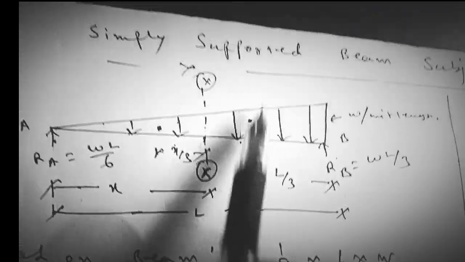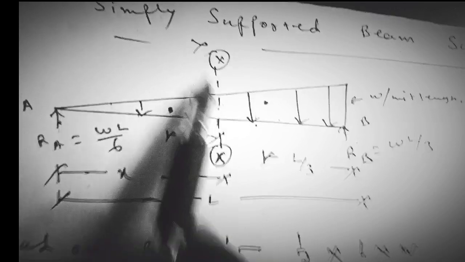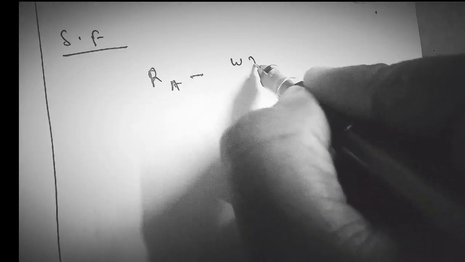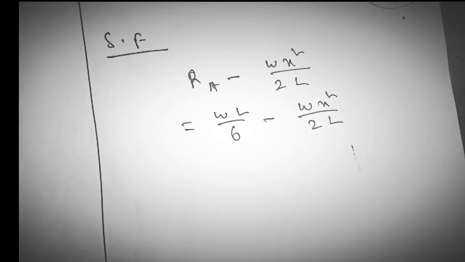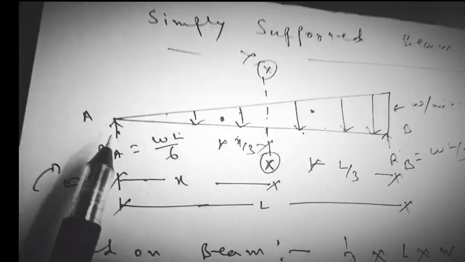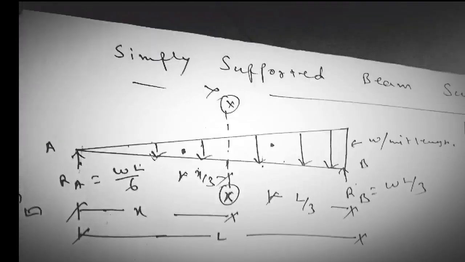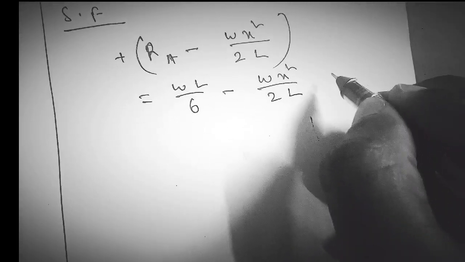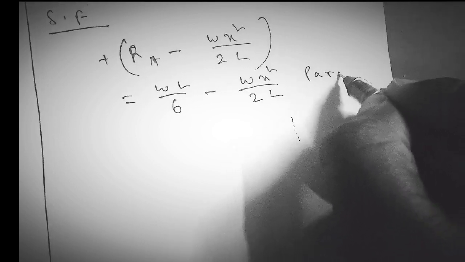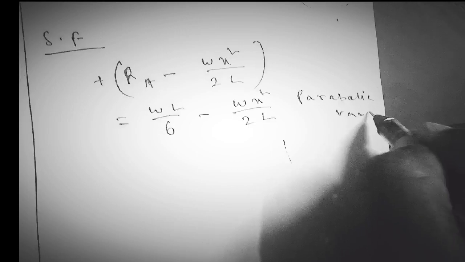Now we will find shear force. For determining shear force, we have made a section XX here. So shear force will be R suffix A minus the load on the left hand portion. What is the load on the left hand portion? This is WX square divided by 2L. What is R suffix A? R suffix A is WL divided by 6. So shear force is WL divided by 6 minus WX square divided by 2L. Now you see, left up, right down. We know that left up, right down is positive shear force, so it will be positive. Now what is the variation? This variation is parabolic variation.